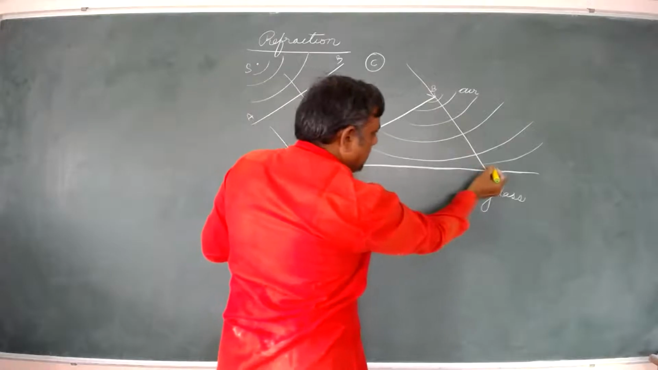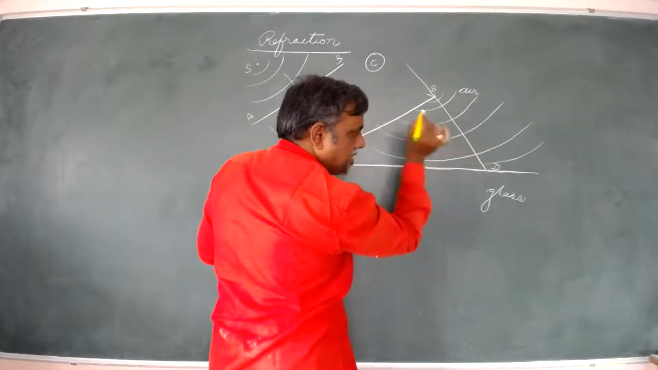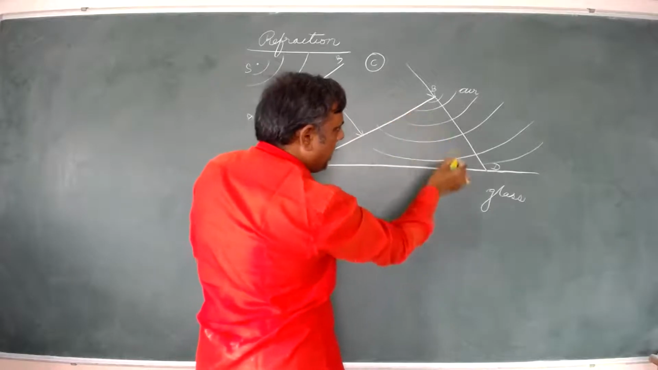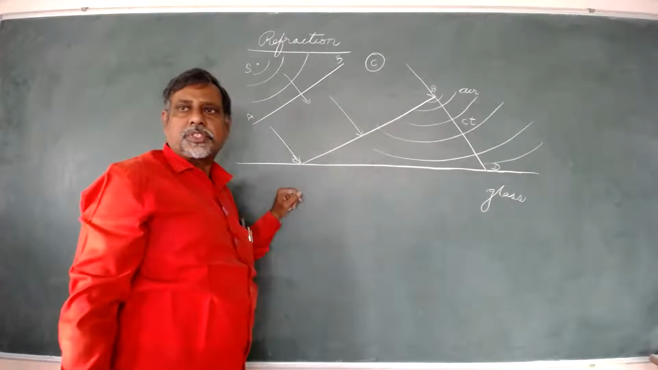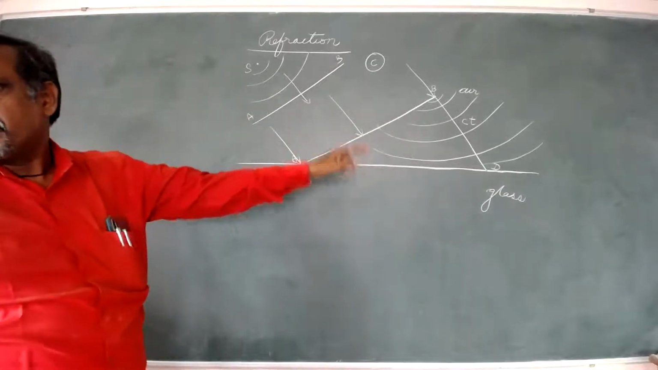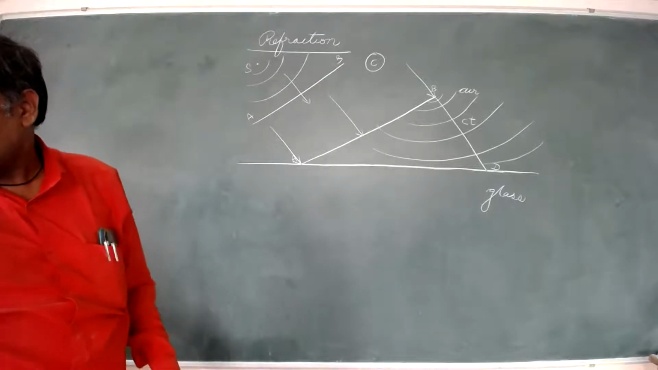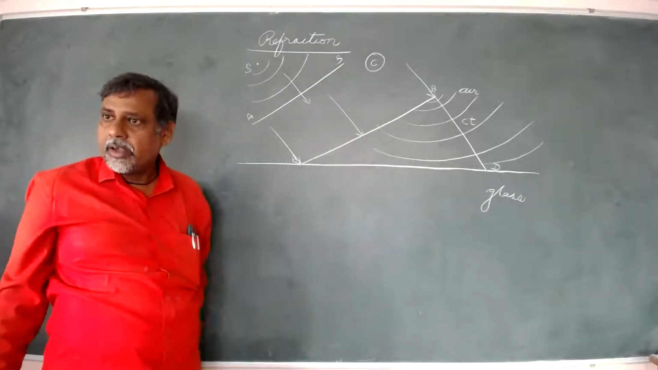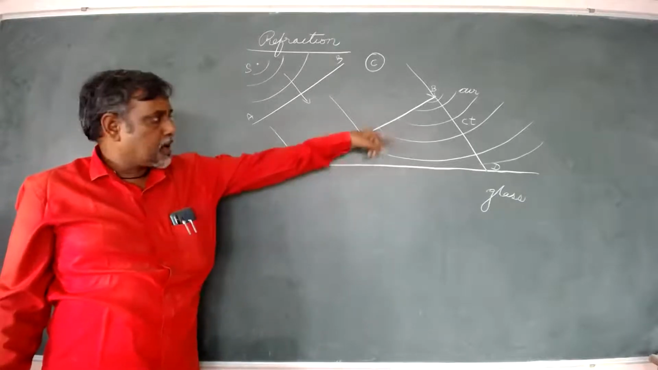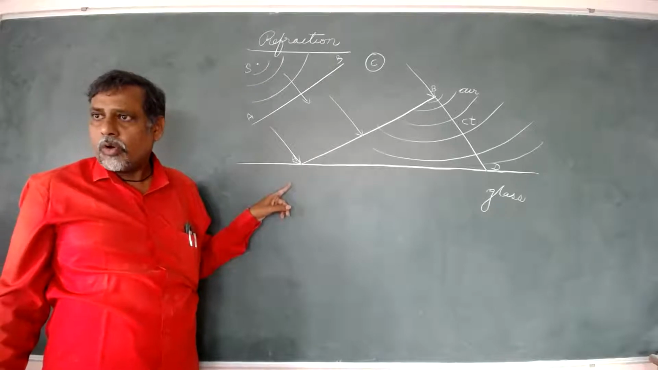From B to D, the secondary wavelets came. What is the distance traveled by the secondary wavelets from B to D? c into t. That gives you the distance covered by the secondary wavelets from B to D. In the meantime, what about the secondary wavelets from A? Will they keep quiet, till the complete process gets over? Well, no, they will not.